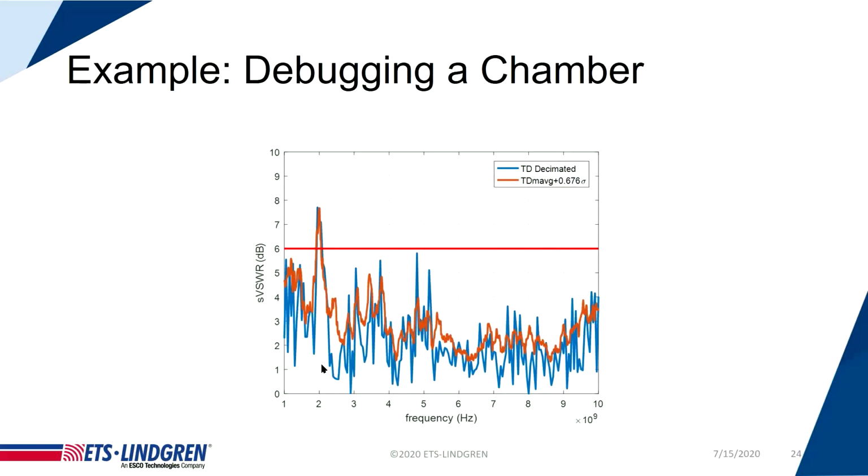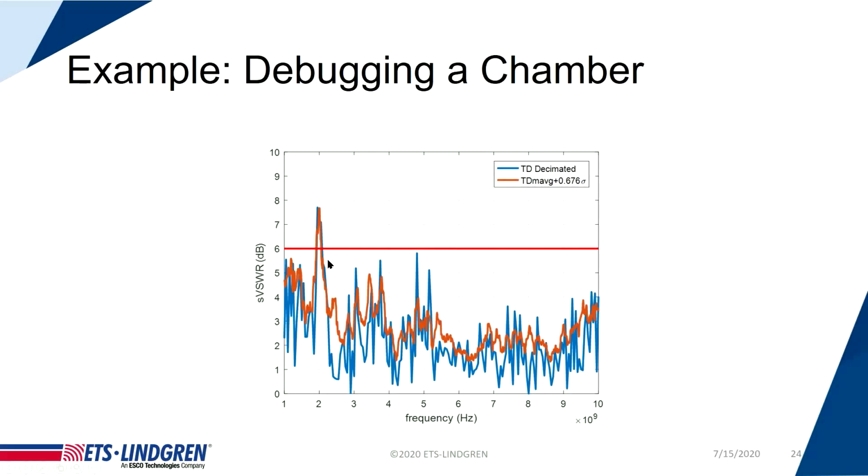Back to the main theme, we want to show you how one would be able to use the whole measurement process to debug a chamber, a failing chamber in this case. What you see on the screen is a VSWR of a chamber. Look at the red line. The red line is the time domain VSWR you would obtain using the described method. Obviously at 2 gigahertz, this chamber is above the 6 dB limit. So this is a failing chamber.